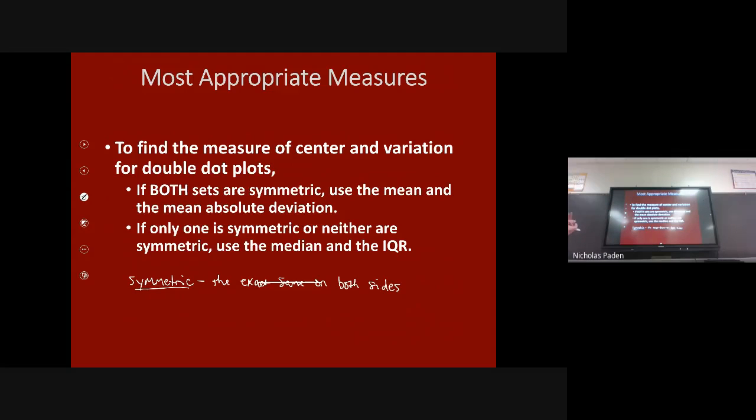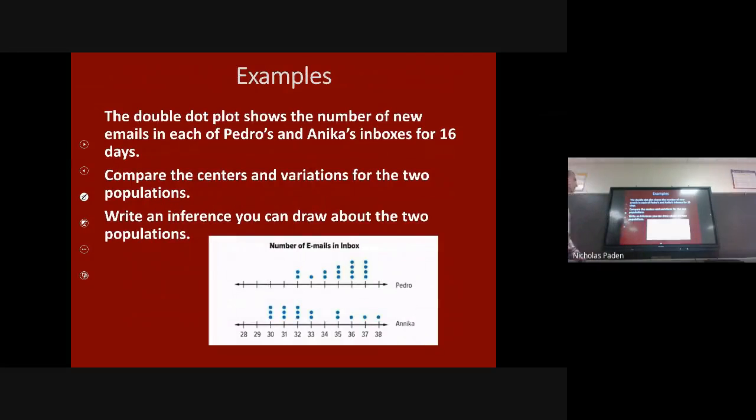So what we're going to end up doing is using the median and the IQR. This is the one that we would use most often. Okay, so just go ahead and get used to finding the median as your measure of center and the IQR as your measure of variation. Okay, so let's look at our examples now.